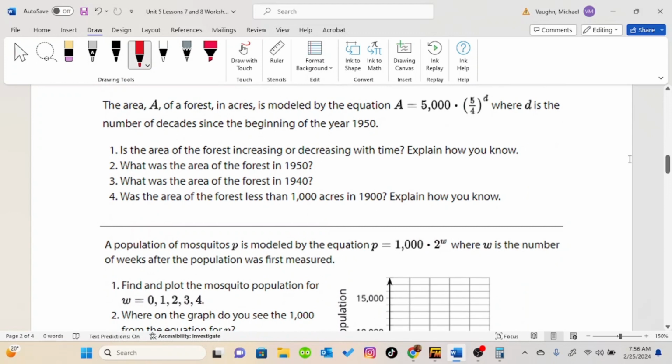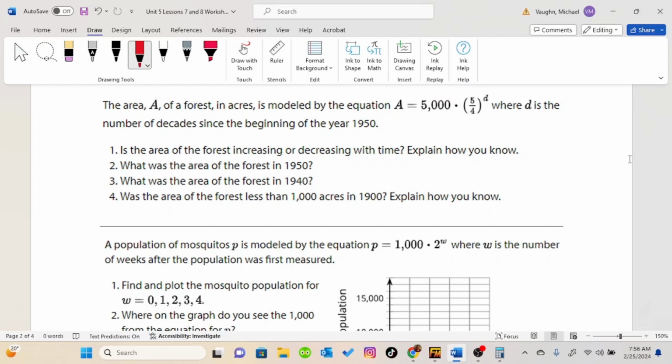The area A of a forest in acres is modeled by the equation A equals 5,000 times 5/4 to the power of D, where D is the number of decades since the beginning of the year 1950. Number 1. Is the area of the forest increasing or decreasing with time? Explain how you know.